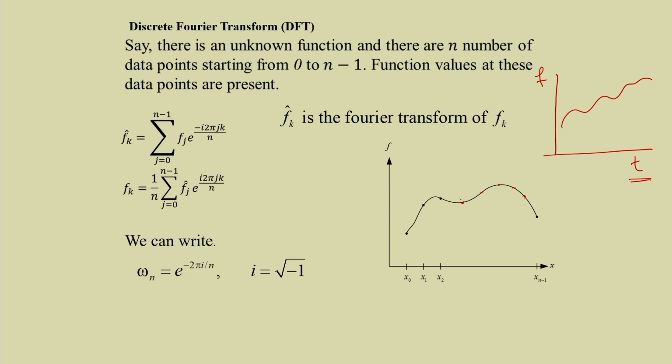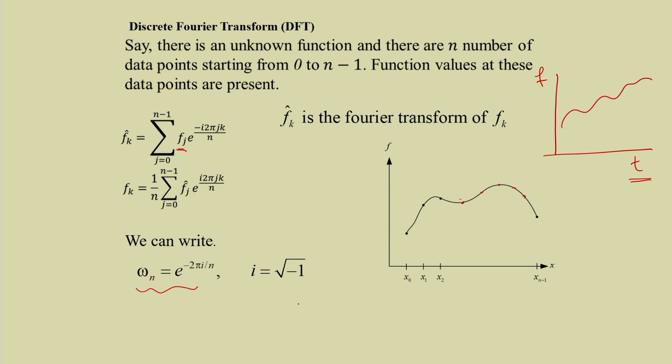Similarly, f_j can be written, so that inverse transform also you can do. So, you can write f_j equal to 1 by n, sum over k equal to 0 to n minus 1 of f_k cap e to the power 2 i pi jk by n. Let us take omega_n equal to e to the power minus 2 i pi by n, where i equal to root over minus 1. Then this transform f_k cap and f_j we can write.